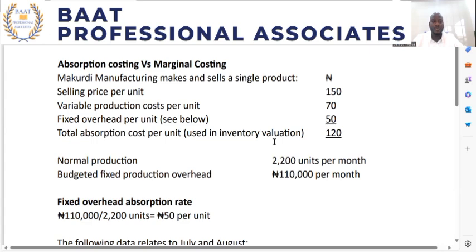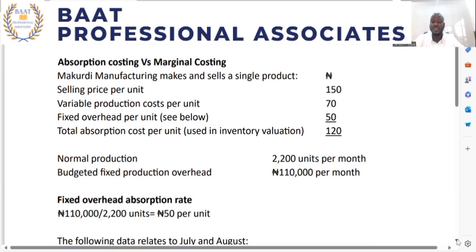So let's look at this example. Makurdi Manufacturing makes and sells a single product. Selling price is 150 naira per unit. Variable production cost is 70 naira per unit. Fixed overhead per unit is 50 naira. And total absorption cost, or what we call the full cost, is 120 naira.